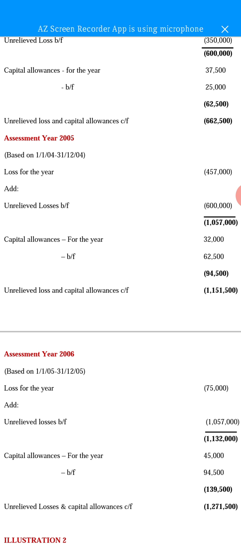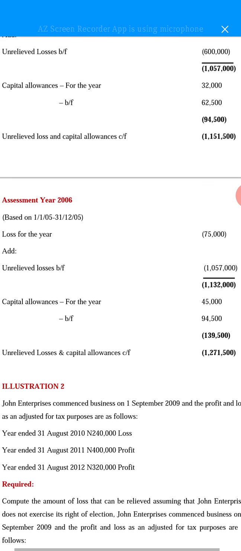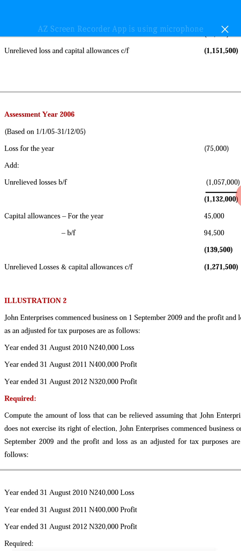Then looking at 2005, we have the loss incurred in 2004. We have the unrelieved loss carried forward, that's brought forward. We have it 600, aggregate it. Capital allowance for the year, capital allowance brought forward, we have it here. Unrelieved loss and capital allowance. Then the next is 2006.